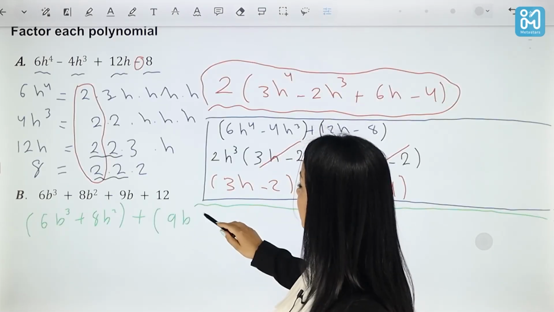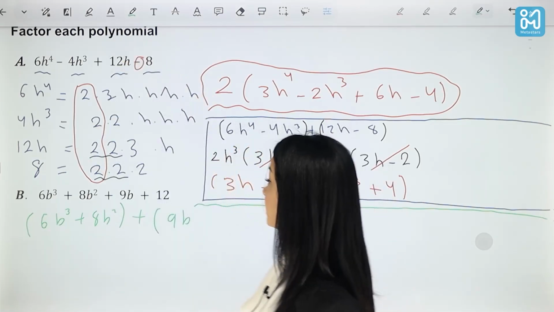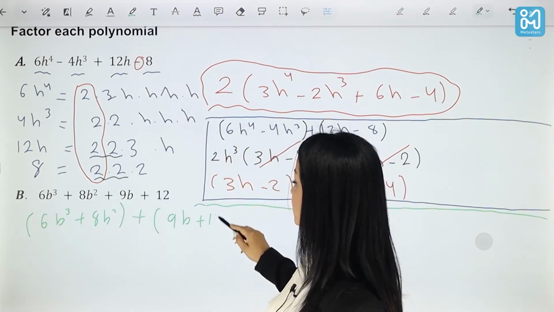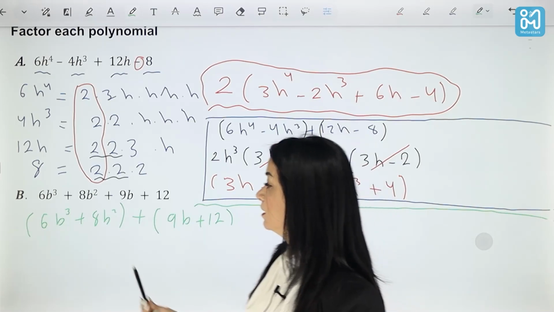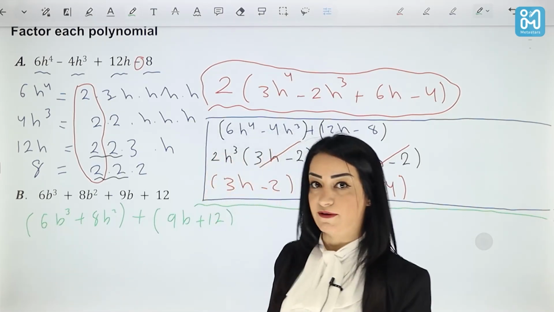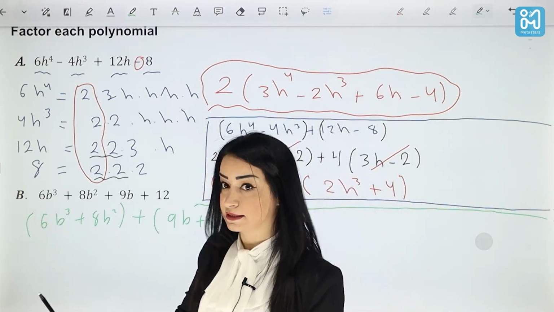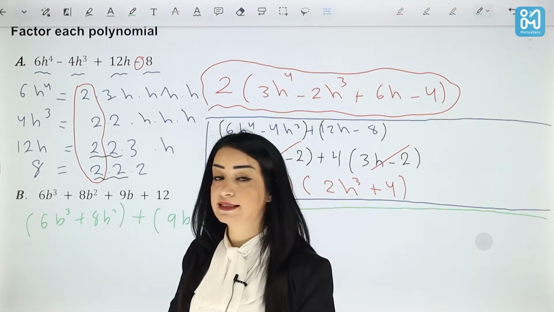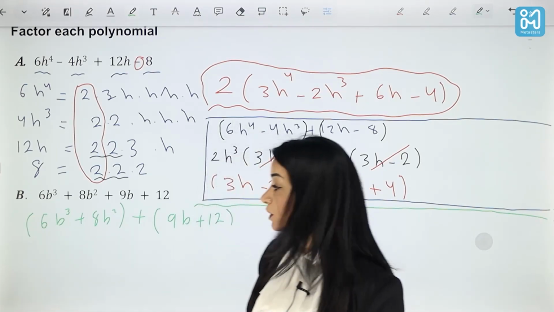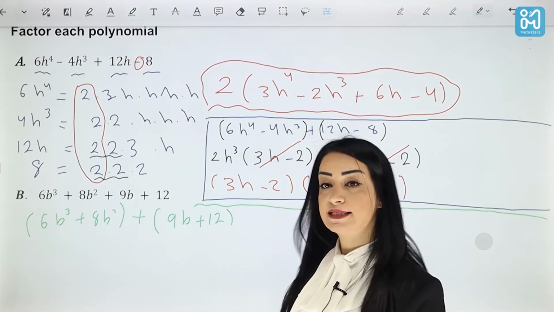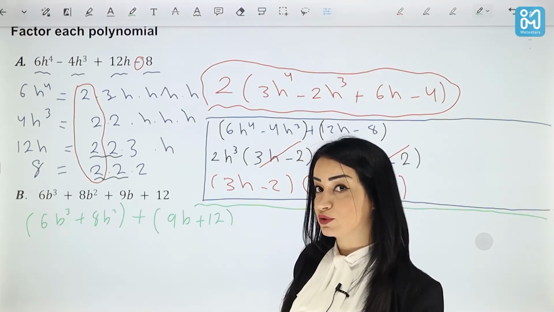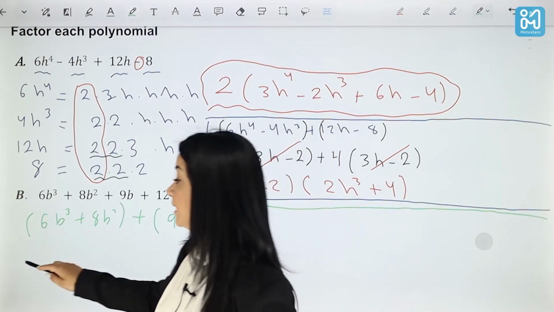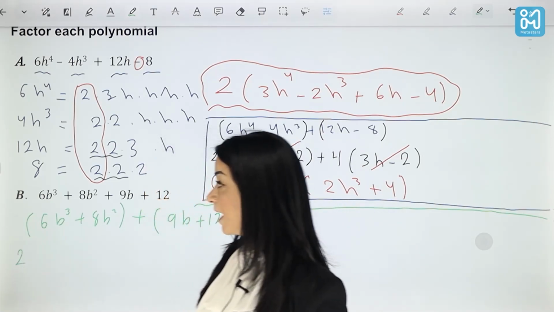Okay, 9b plus 12. So let's start taking the common factor between the constants 6 and 8. 6 is equal to 2 times 3, and 8 is equal to 2 times 2 times 2. So I can take 2 out as a common factor.